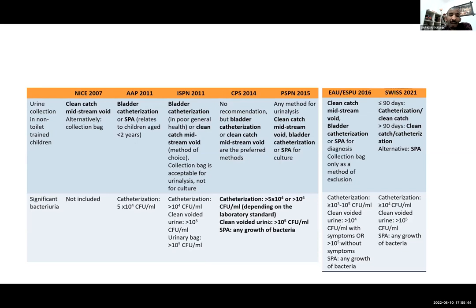And this number changes in other guidelines. For example, in the Italian guidelines, the colony count in a catheterized sample will be around 10,000, while it is around 100,000 in a clean voided urine. So each guideline, each authority and each society produces its own guidelines, and you need to familiarize yourself with them.